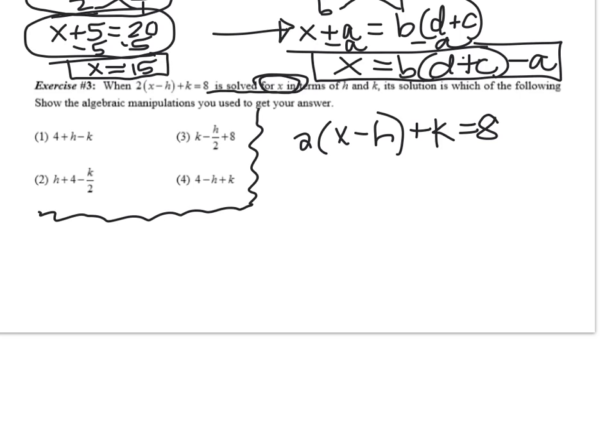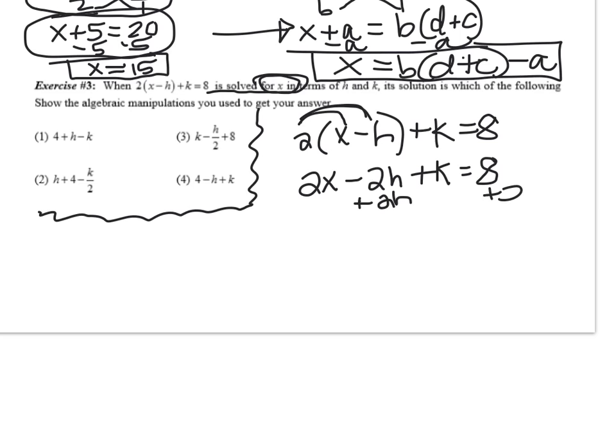So the first thing we do, like any other equation, is we distribute to get rid of the parentheses. 2 times x is 2x. 2 times negative h is negative 2h. We have a plus k and an equals 8. Well, the x isn't quite by itself yet. I'm going to get rid of the minus 2h by adding 2h to both sides.